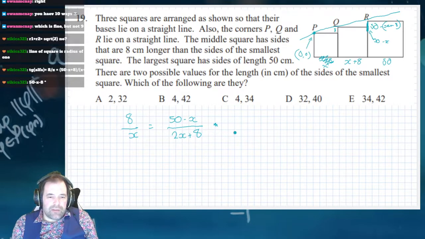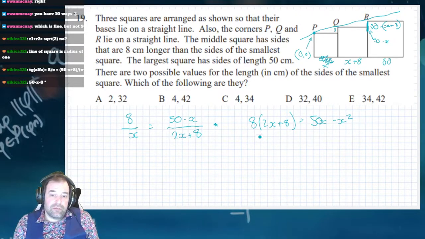And you're going to get a quadratic here. You're going to get 8 lots of 2x plus 8 equals 50x minus x squared. I'm just going to solve this quadratic, hopefully. 16x plus 64 equals 50x minus x squared. So we've got x squared, take 34x, plus 64 equals 0.